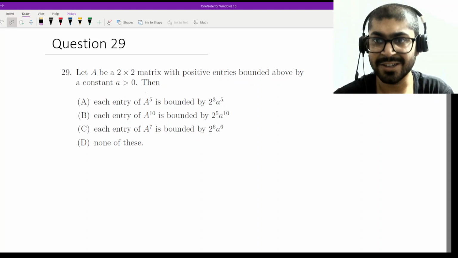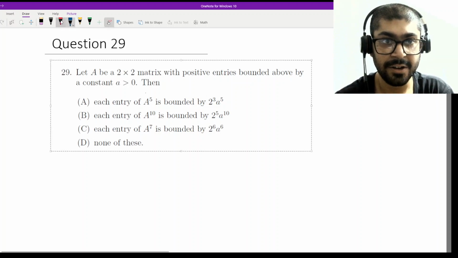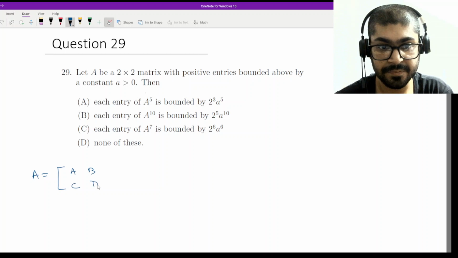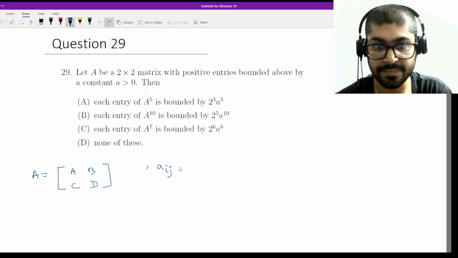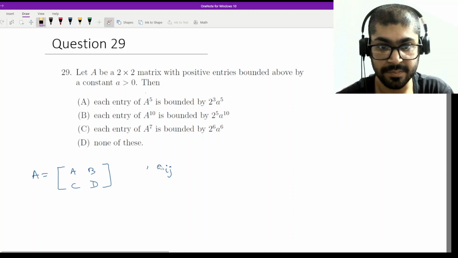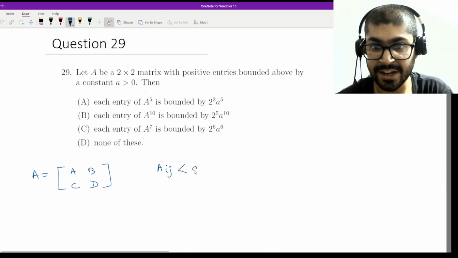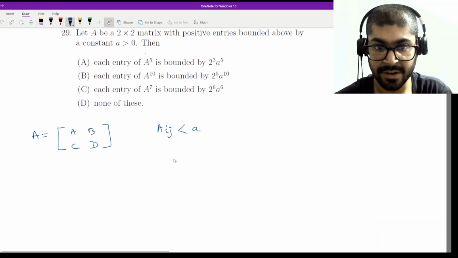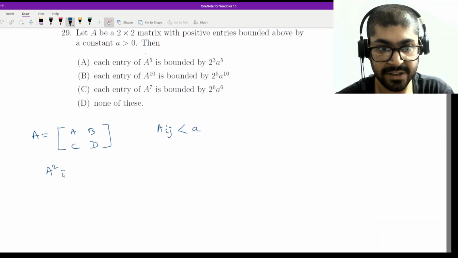Let us assume any matrix. Let us take A equal to [a, b; c, d]. Each of these elements, all a_ij, is less than a, bounded above, and this constant is positive. Now let us see what happens at A squared.